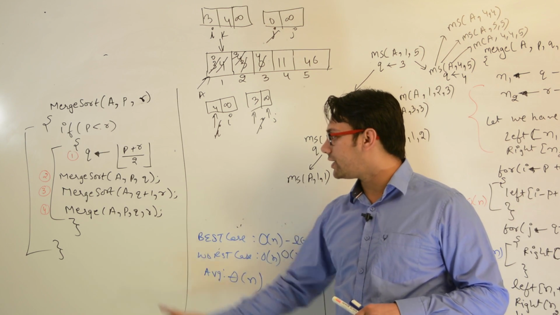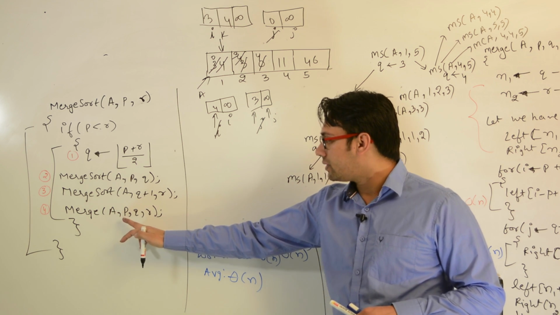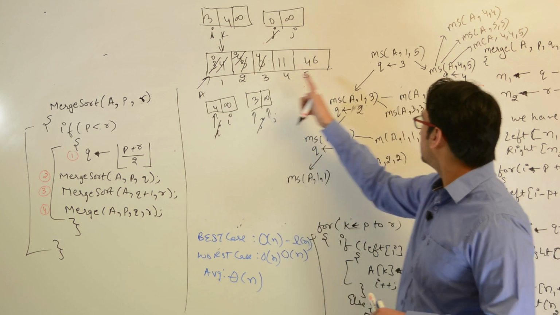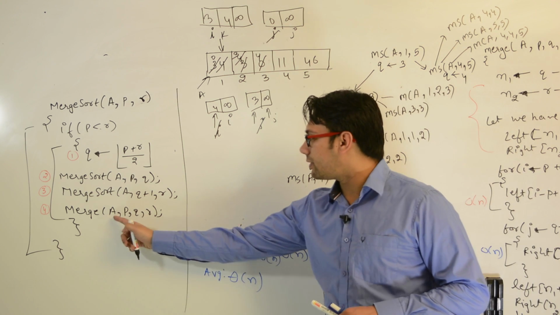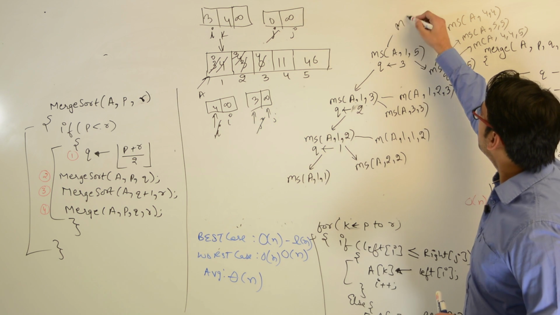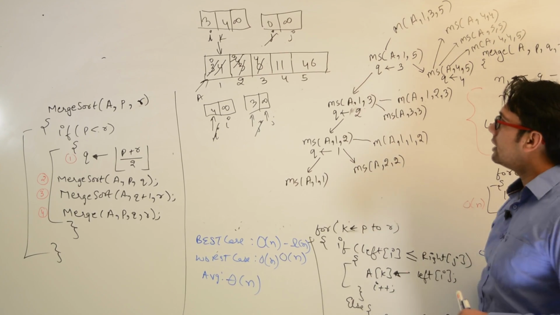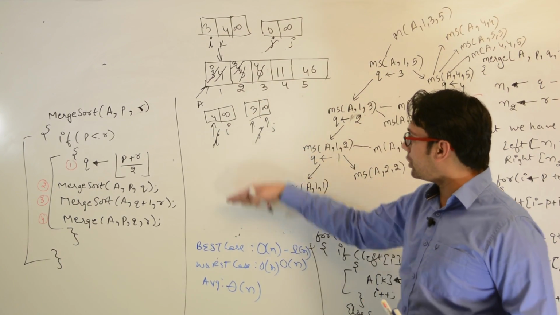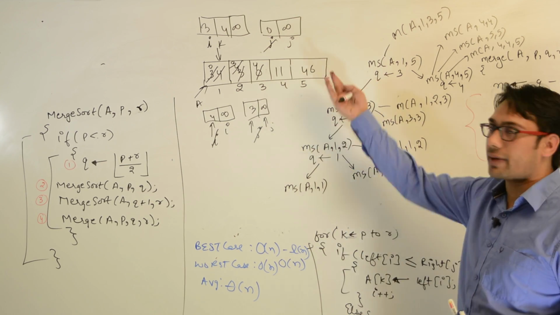Now it is going to execute statement number 4. Statement number 4 is saying merge the data from a 1 comma 3 comma 5. So it is going to call merge a 1 comma 3 comma 5. That means copy the data from 1 to 3 into a new array, copy the data from 4 to 5 into a new array, and then copy back.